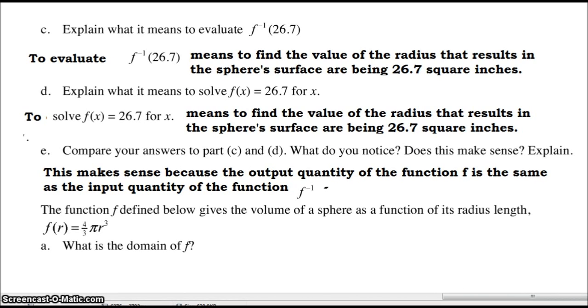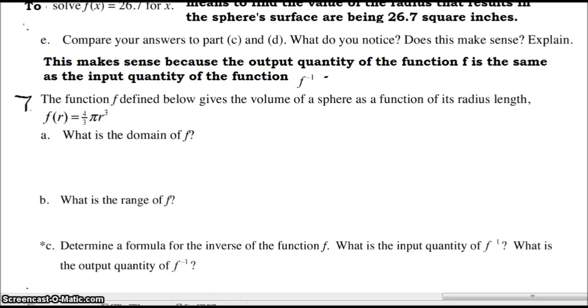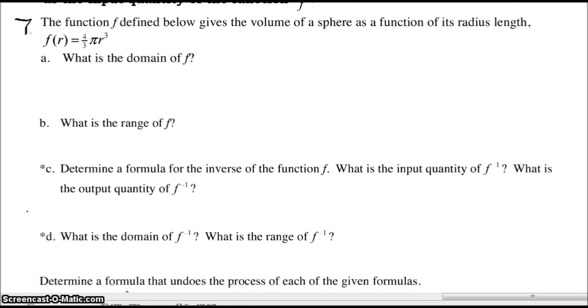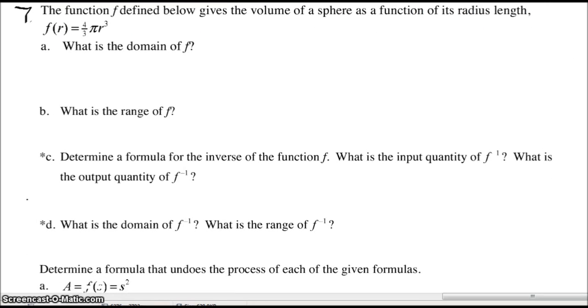Think about that. I think this is number 7. It may say number 6 in your book. The function f defined below gives the volume of a sphere as a function of its radius length, 4/3 pi r cubed. What is the domain of f? Well, think about what f is for a second. It's the volume of a sphere with a certain radius.